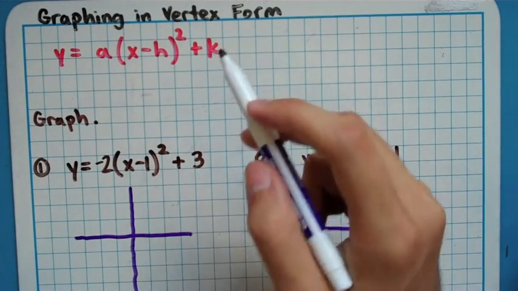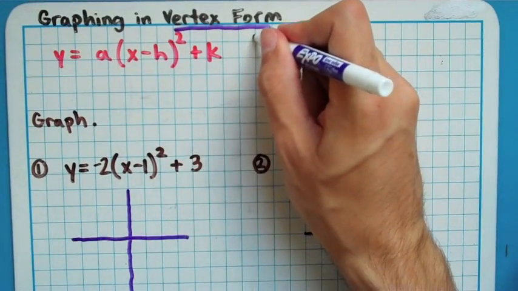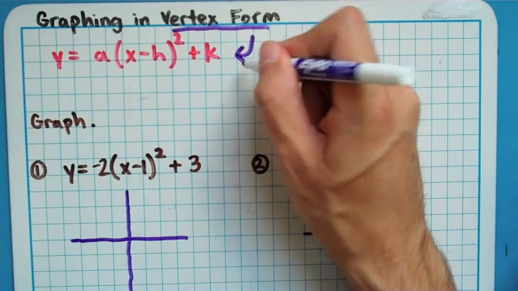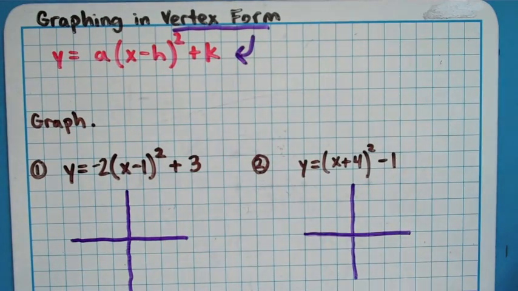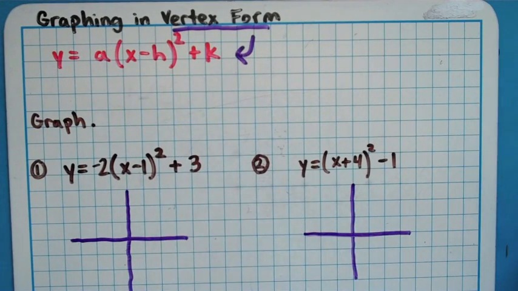So first of all, this form written in red right here is called vertex form. That's vertex form for a quadratic. It's another way of writing it instead of standard form. Standard form was ax squared plus bx plus c. Vertex form looks like this, and you can see two examples of it right there.